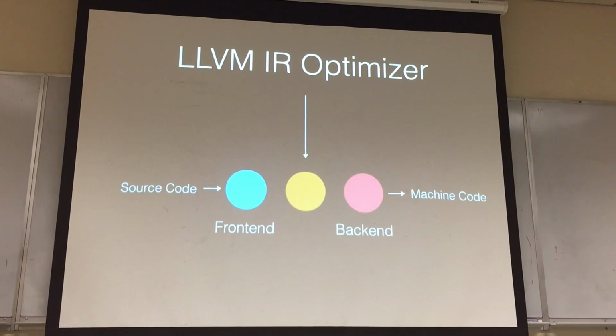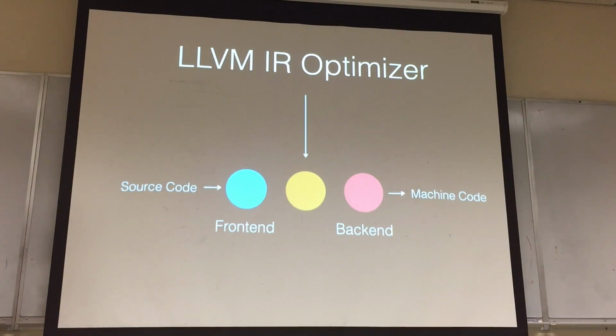Obviously from the previous charts it has 3 parts. It has the front end and the back end, but in the middle sits the optimizer. Now that's a very vague term, I guess, but hopefully by the end of this you'll get a good sense for what it means to optimize.